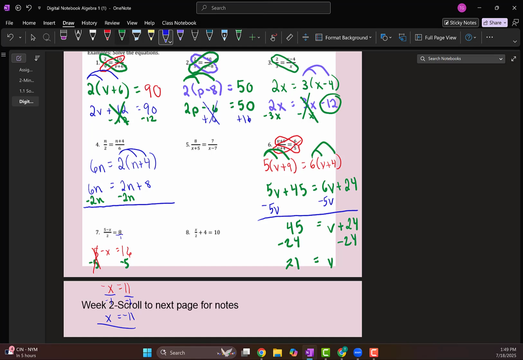The last one, the only wrinkle to this one, is before you can cross multiply, you've got to have a fraction equaling a fraction. Well, we don't have that yet because we have this plus 4. So we need to subtract 4 from both sides first. And then that gives us x divided by 2 equals 6. Or if you wanted to write 6 as a fraction, you could do 6/1. And then from there, it's pretty simple. Cross multiply, we get 1x equals 6 times 2, which is 12.